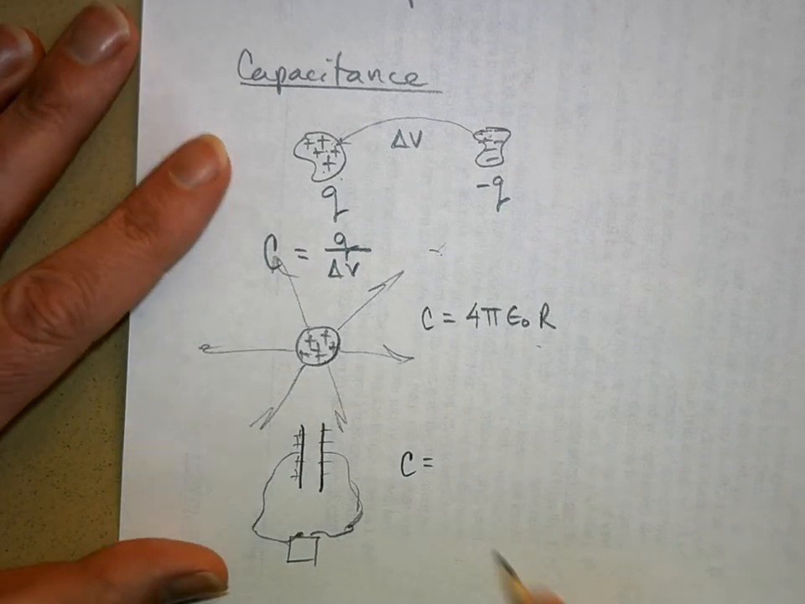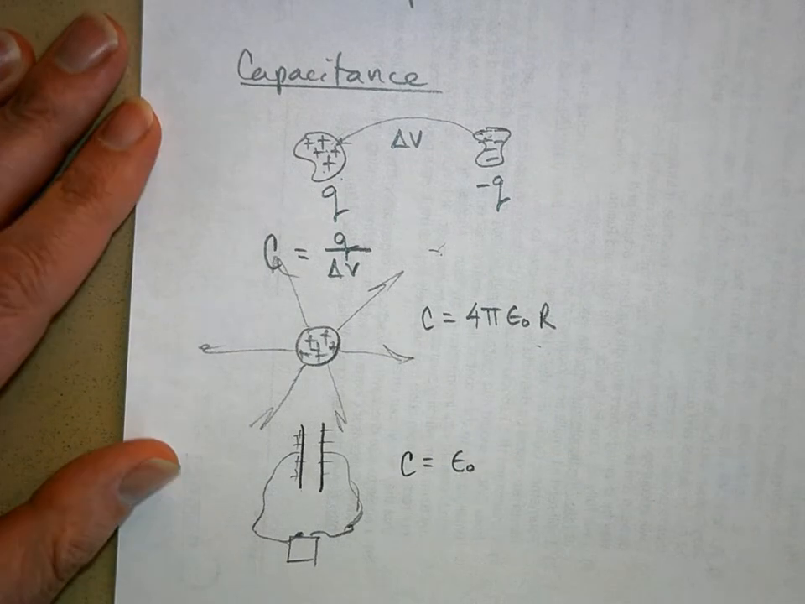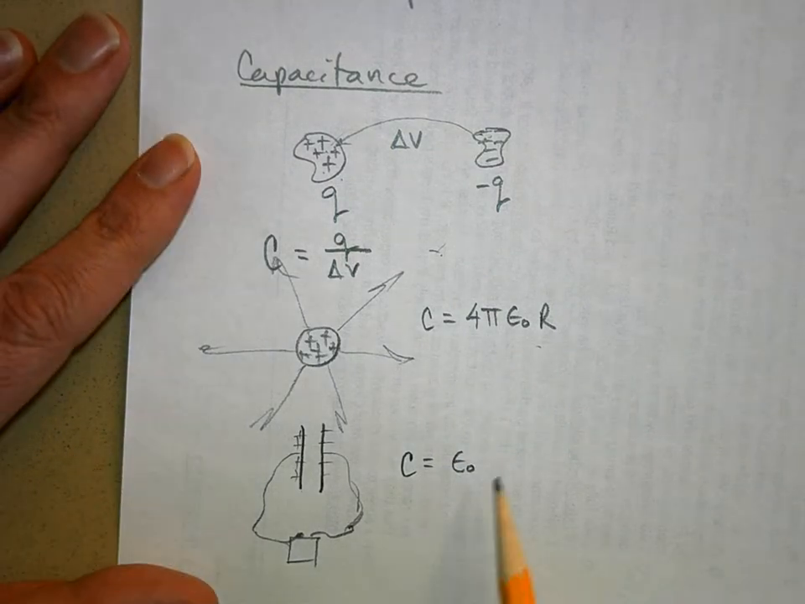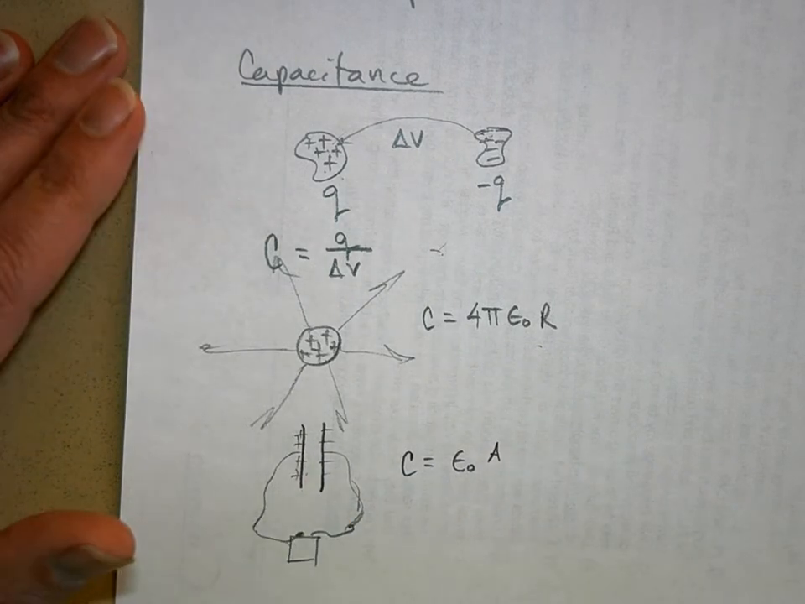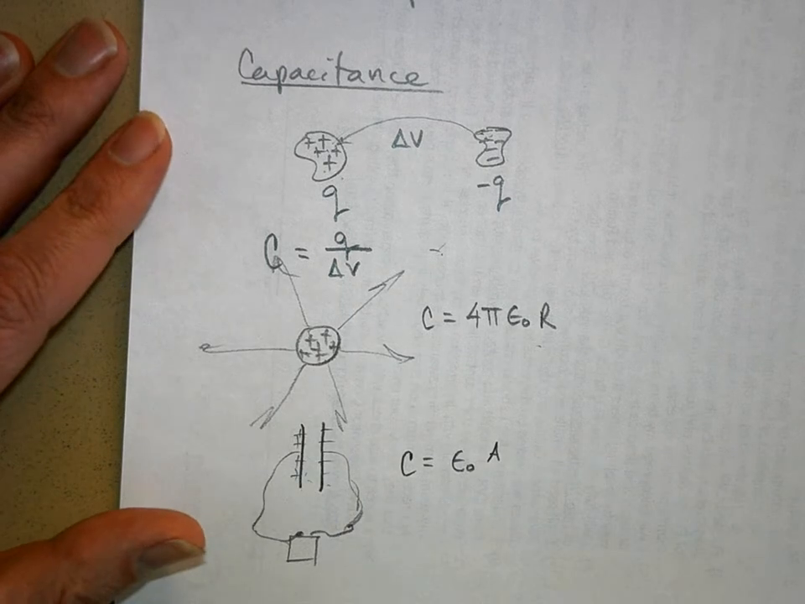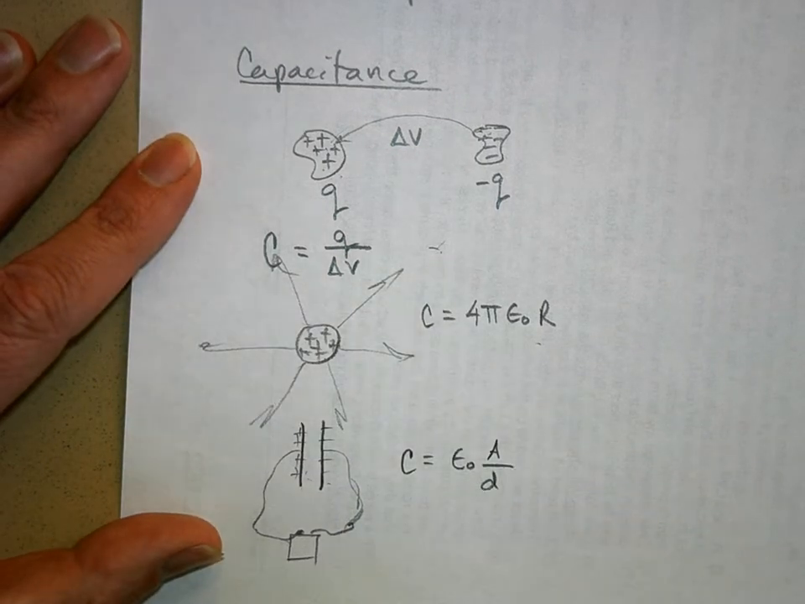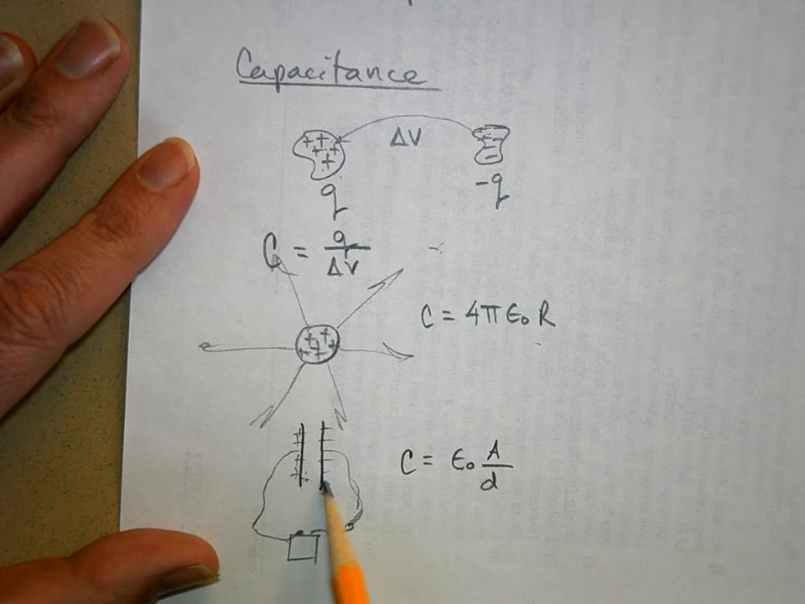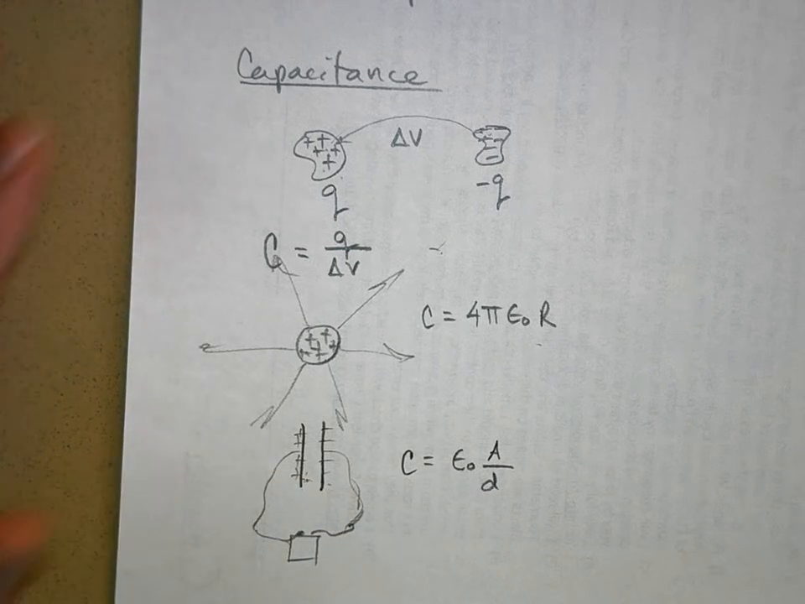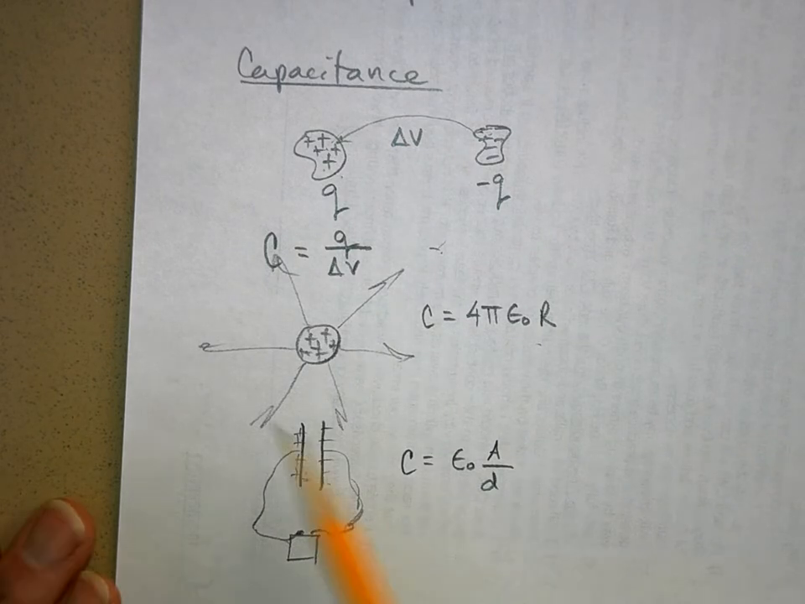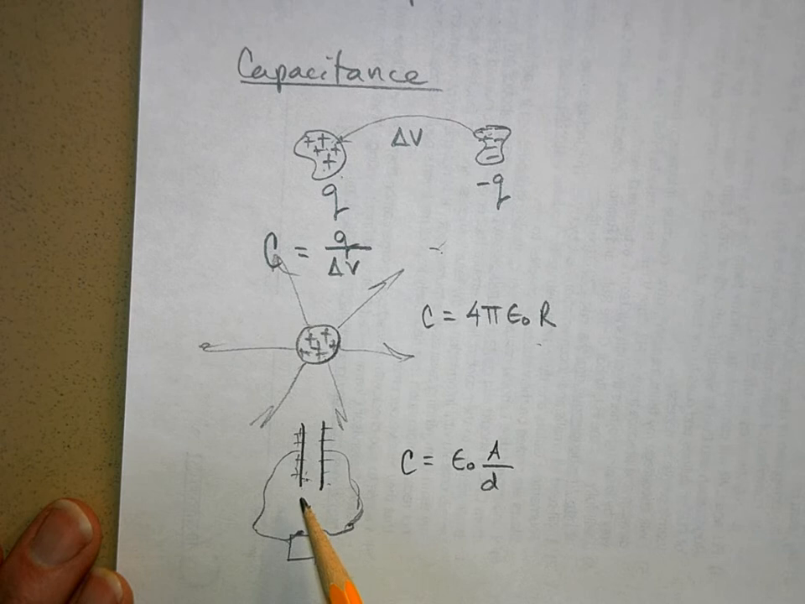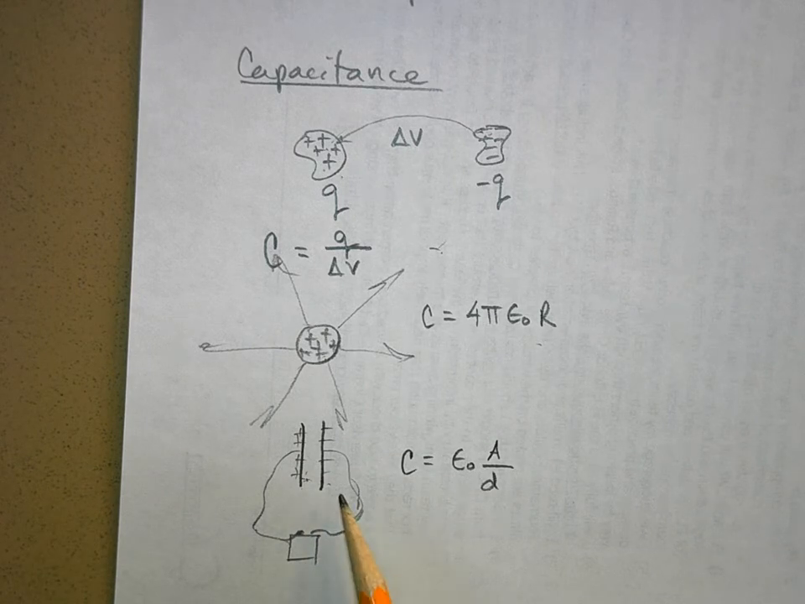But what you end up with is a constant of nature, epsilon naught, times the area of the plates, divided by the distance between the plates. The greater the area on the plates, the greater the amount of charge you get for the same voltage across the plates. D is the distance separating these plates. So what we see here is that capacitance for these two systems depends on basically the essential geometry of the objects and constants of nature.